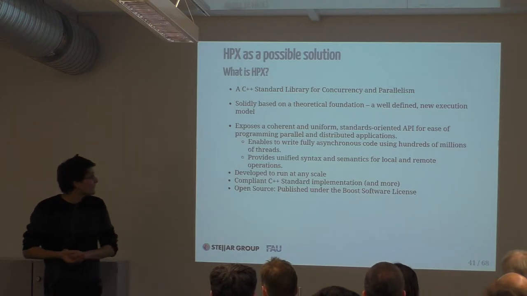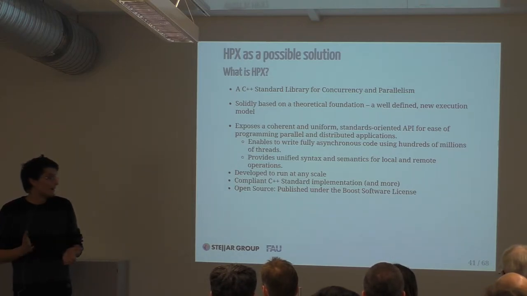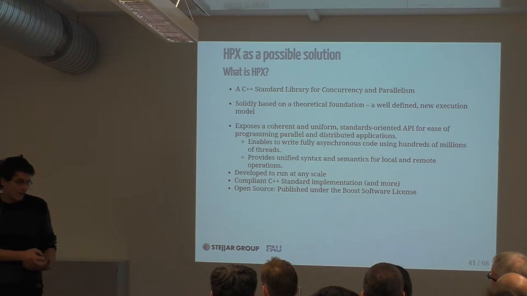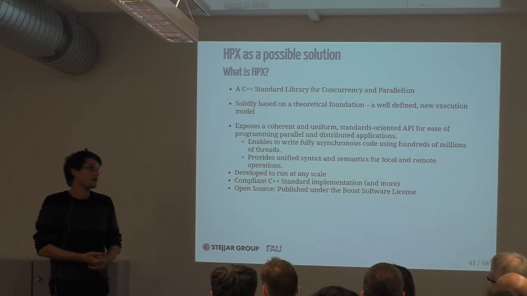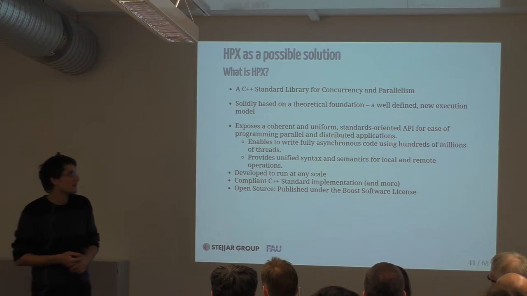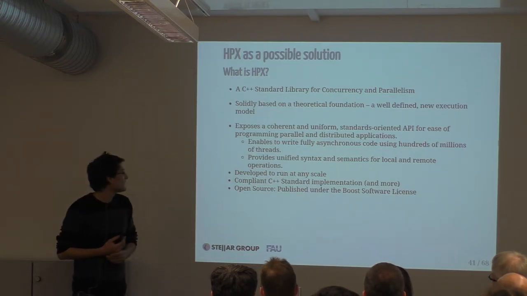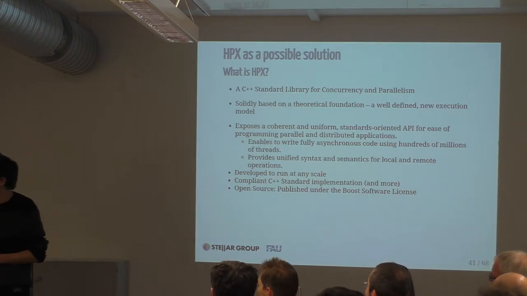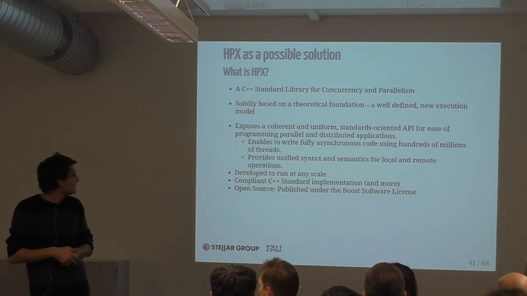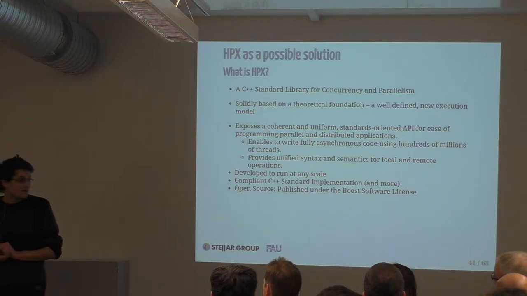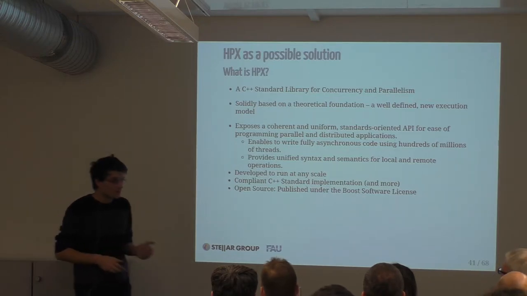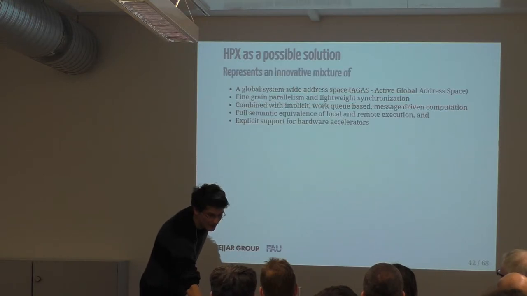Okay. So we try to write the code to run at any scale. The smallest scale we tested on was a smallish ARM. I always get confused. 32-bit two-core ARM. I forgot the actual thing. Raspberry Pi something. Right, and the biggest was on 650,000 cores. So. It's pretty nice. It's open source, published under the Boost software license, so anyone can download it.